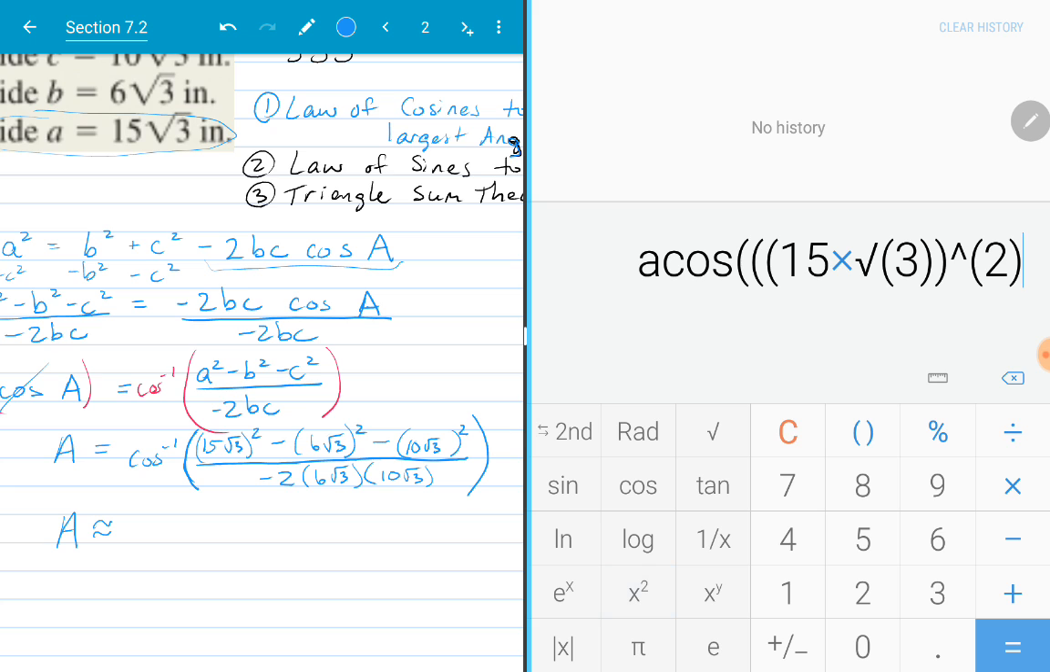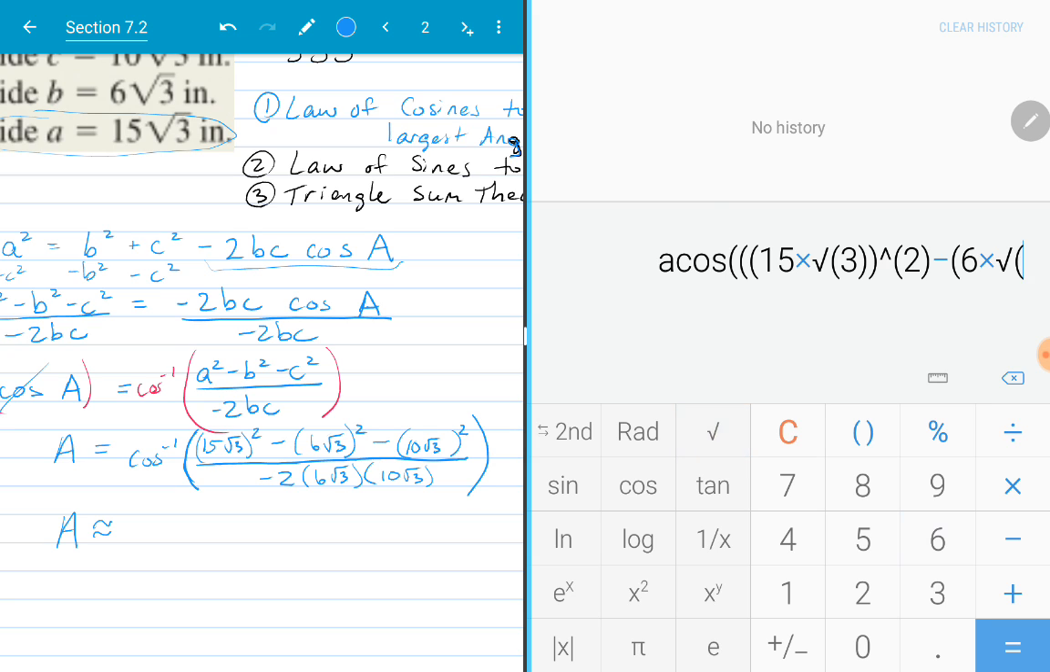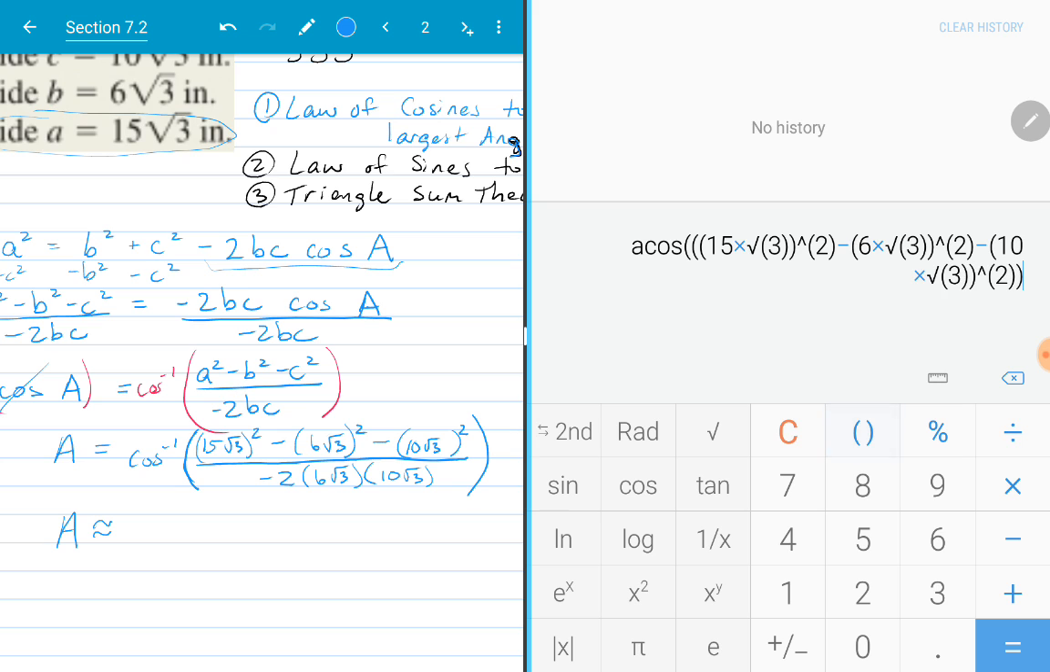And then I have minus, I need another parenthesis for the 6 radical 3, close the radical parentheses, close the 6 radical, and then square that. And then minus, I need another parenthesis for the 10 radical 3, close that parenthesis, and square it. Now close another parenthesis for closing the numerator.